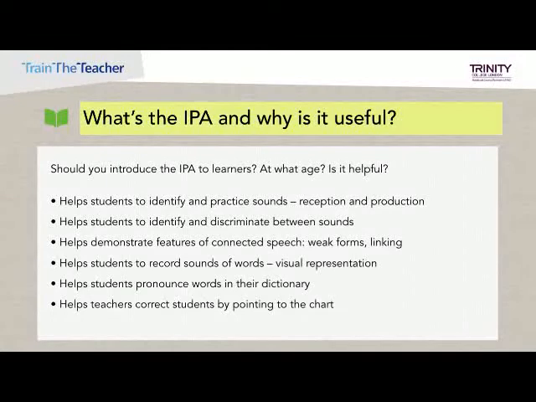It helps students pronounce words in their dictionaries. This is a good learning strategy. And it can help teachers to correct students by pointing to the chart.